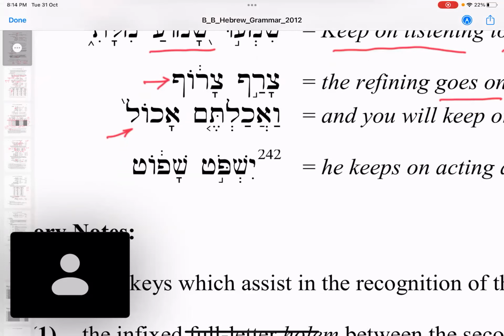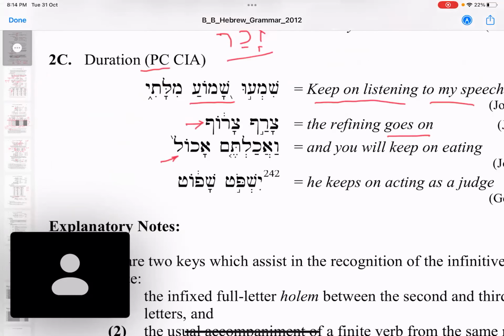Then here, ishpot shafot. He keeps on acting as a judge. Now, you know that shafat means judge. He judged. So he keeps on acting as a judge.